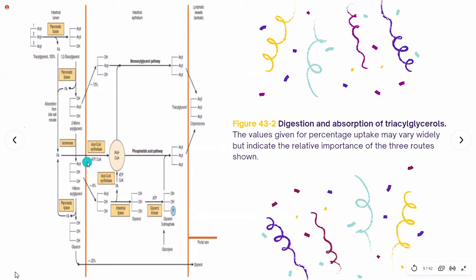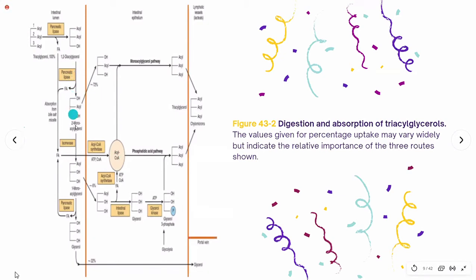Okay. So inside the intestinal cell, this fatty acid is activated because that's free fatty acid. It is activated by an enzyme, acyl-CoA synthase. And what is the result? Acyl-CoA. If the fatty acid is stearic acid, once it is activated, it becomes known as stearoyl-CoA. If it is palmitic acid, it becomes palmitoyl-CoA. Oleic acid becomes oleoyl-CoA. Get it?